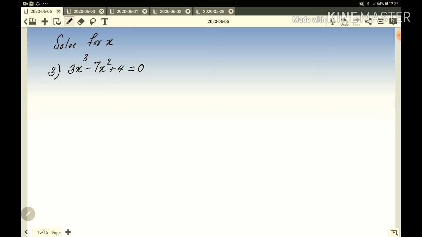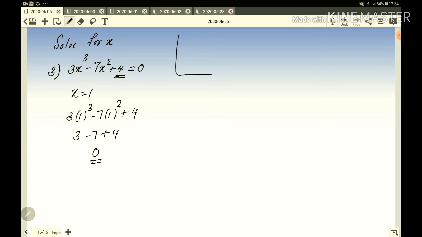Let me look for the first x value. Since 4 is the constant, the factors are 1, minus 1, 2, minus 2, then 4, minus 4. Let me start with 1. When x is equal to 1, that is 3 times 1 cubed minus 7 times 1 squared plus 4. That is going to be 3 minus 7 plus 4, which gives you 0, isn't it? So we got it. x is equal to 1 is one of the x values.